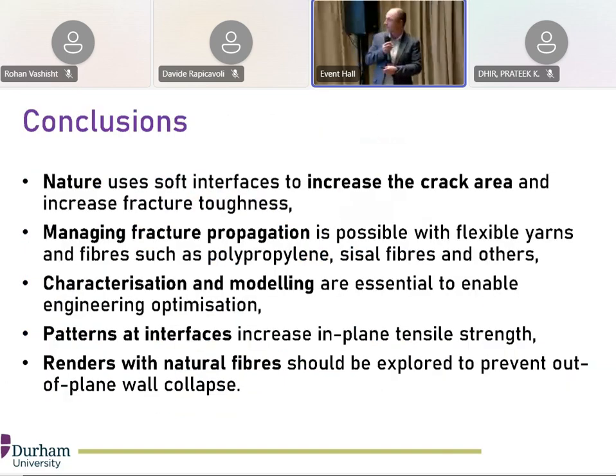So in conclusion, nature uses soft interfaces to increase the crack area, to increase the fracture toughness. There is some kind of active management of fracture propagation, preferably to create the largest area of cracking. Modeling and characterization are essential, or maybe experimental search is also okay, but we need to find the best configuration. And interestingly, all those length scales interact. So maybe for different types of buildings, different fibers should be used, or different thickness of the render. It's not that one solution will work in every system, because if you look at natural organisms, they all have different architectures.